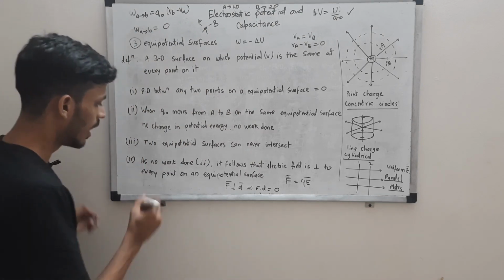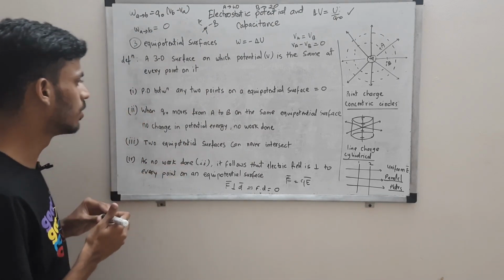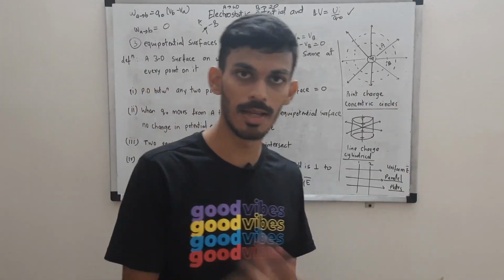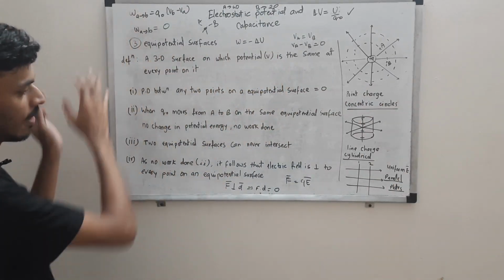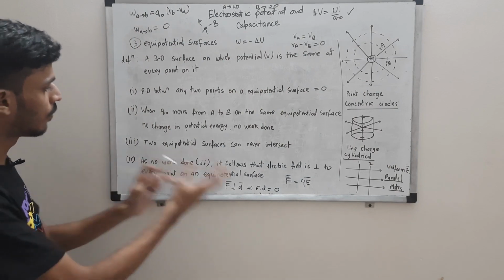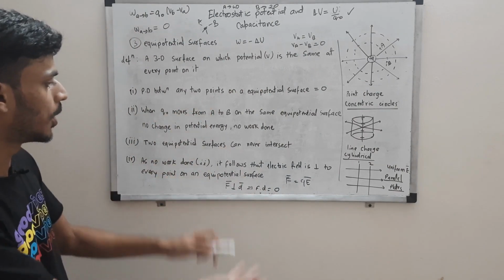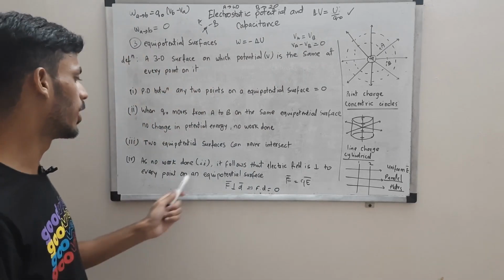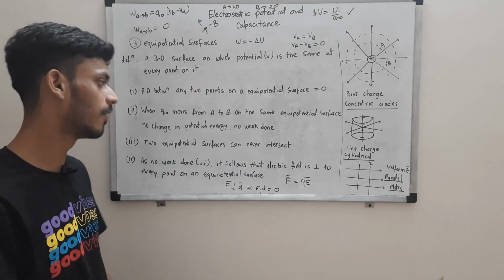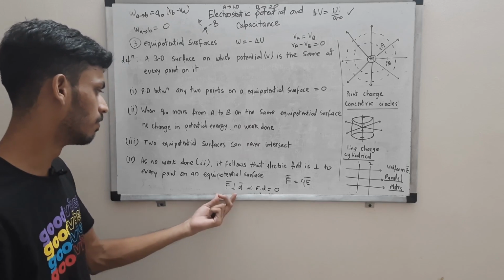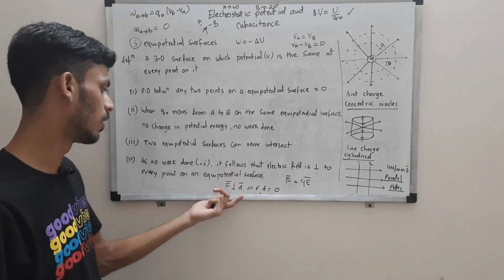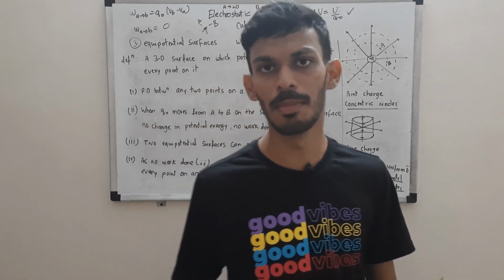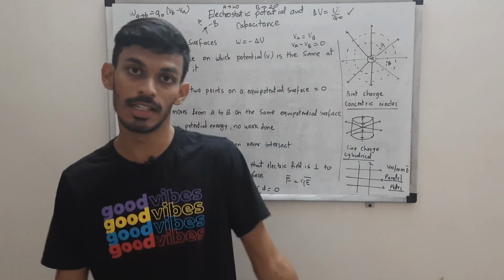Here we say there is no work done. If you move a charge Q naught from A to B on the same equipotential surface, we said that the work done is 0. So from point 2, you can conclude that the electric field is perpendicular to every point on the equipotential surface. We can deduce this from the following relation. Since work is 0, we can say that F and D are in perpendicular directions, right? F dot D is 0, right?